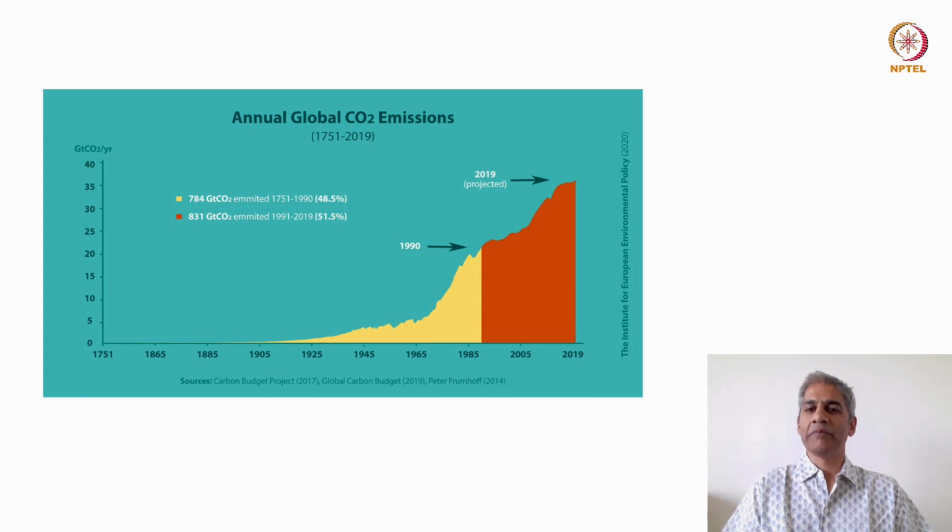So if there is one piece of data or one information that I would like you to take away from this lecture, it is this, that in the last 30 years, we have emitted more than 50% of all the CO2 which is now accumulated in the atmosphere.